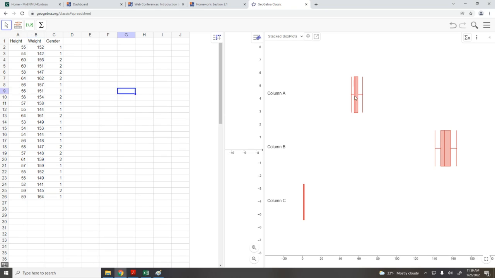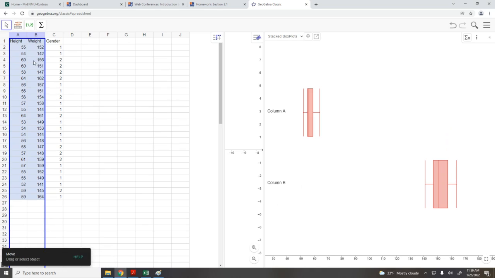Now, this is way too squeezed. So let me just take height and weight and come up with another box plot, just to show you how things would look. This is how it would look. It is much nicer. Since gender is just a binary outcome, we are not considering it for box plots, and it will look something just like that. All right, so this is it.